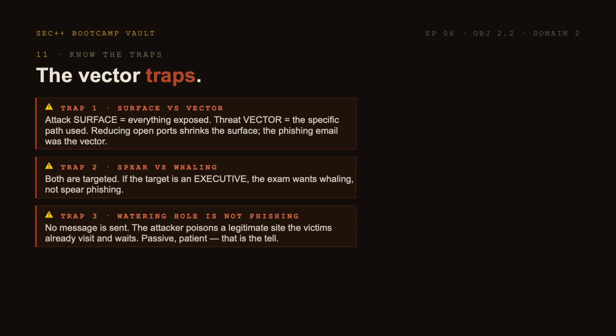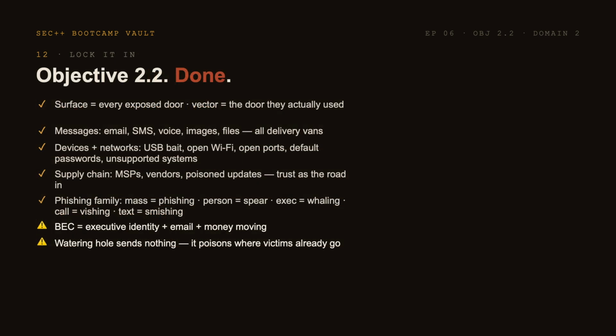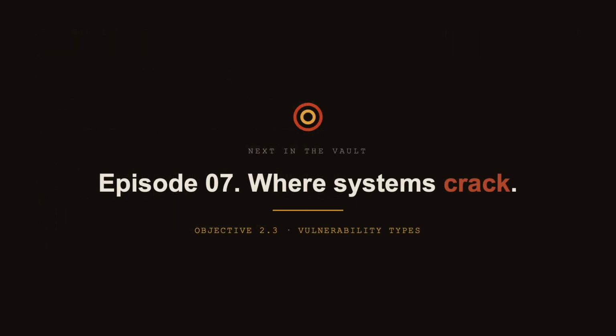Lock it in. The surface is every exposed door. The vector is the one they used. Messages of every kind are delivery vans. Devices and networks leak through USB bait, open Wi-Fi, open ports, and default passwords. The supply chain turns trust into a road. And the phishing family maps by channel and target. Mass email is phishing, one person is spear, an executive is whaling, a call is vishing, a text is smishing. BEC moves money with the boss's name, and the watering hole sends nothing at all.